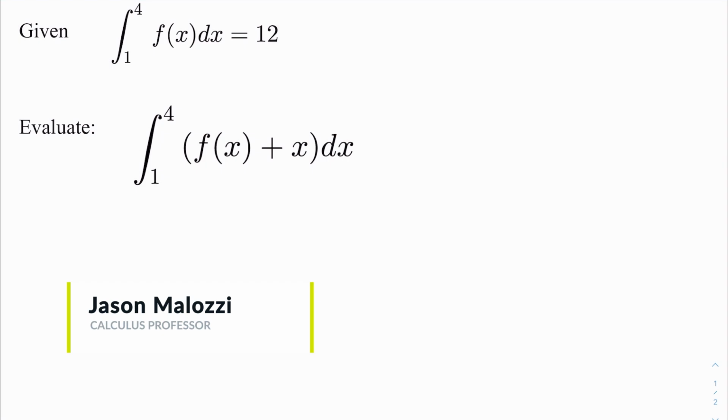Hello there, welcome back. What we're going to do is take a look at a known definite integral, the integral from 1 to 4 of f of x dx, and its value is 12. And we're going to use it to evaluate the integral from 1 to 4 of f of x plus x dx. And that's going to be by using the various properties of definite integrals that we've learned.